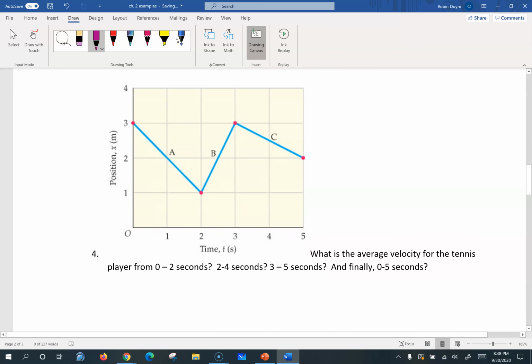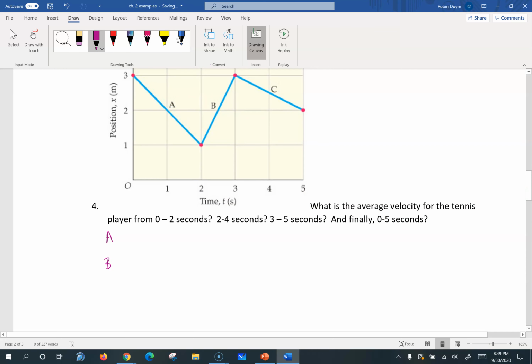All right, here we go. We have a tennis player, and we're looking for average velocity for section A, 0 to 2 seconds, section B, 2 to 4 seconds, section C, 3 to 5 seconds. So think about your definition. Always start with that first. Your average velocity is going to be your change in position, or change in displacement, over change in time.